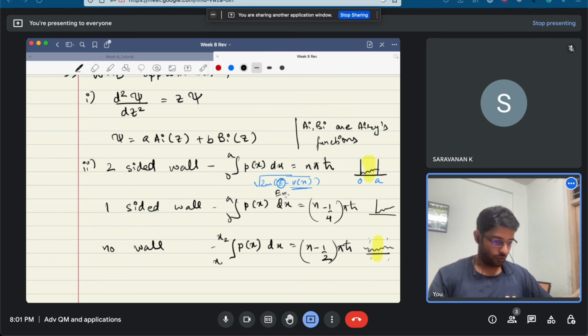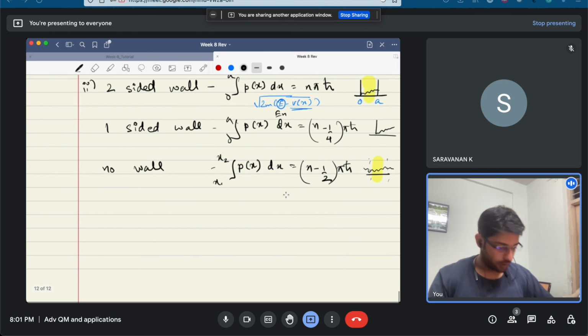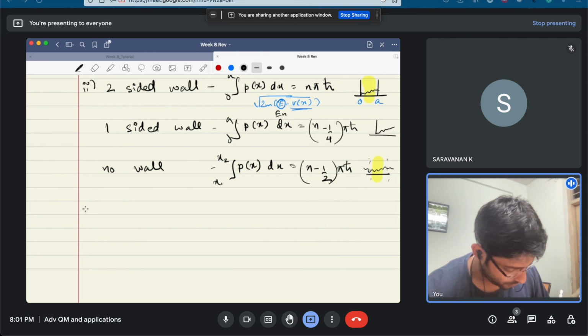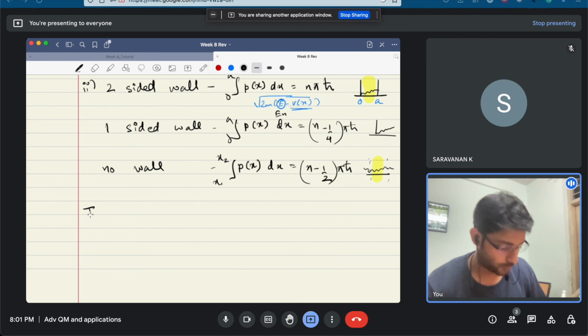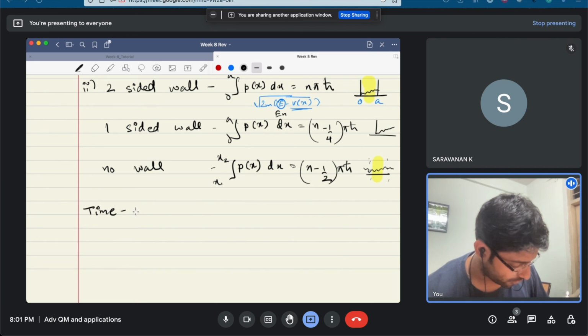Okay, I think I missed the time dependent perturbation theory part here. It was anyway done today, so I'll just give a short recap of today's tutorial as well.